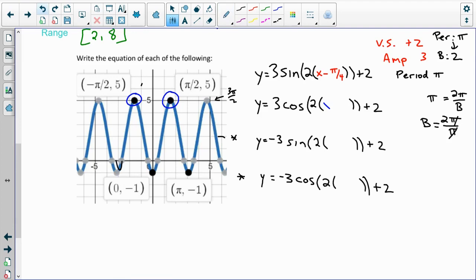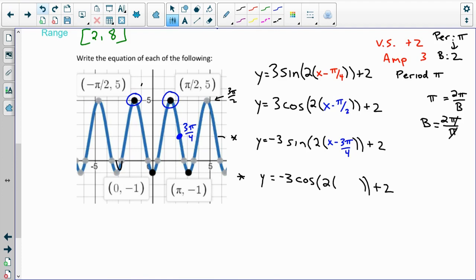A negative sine graph looks like it's going to start here, and right between pi over 2 and pi is 3 pi over 4. So I can say x minus 3 pi over 4. I don't know what happened. I must have hit too many buttons.